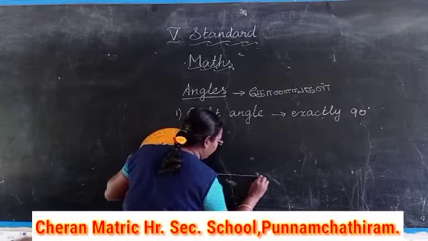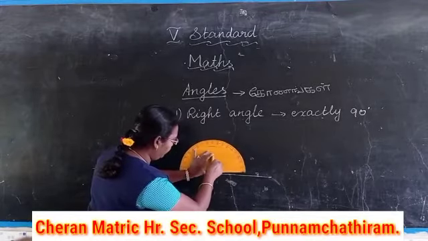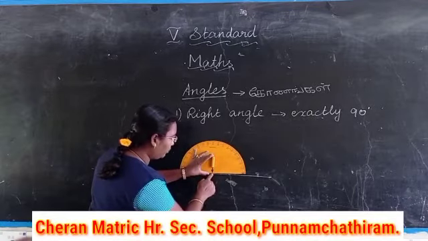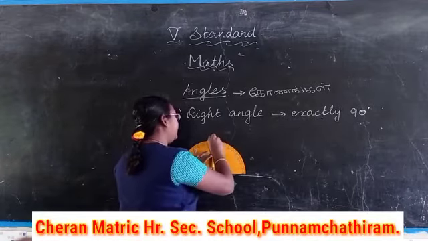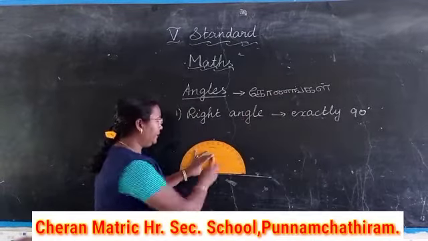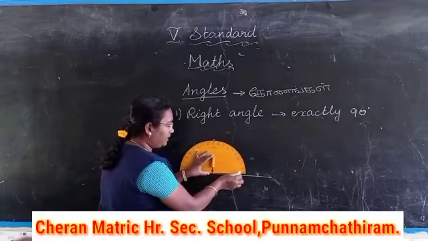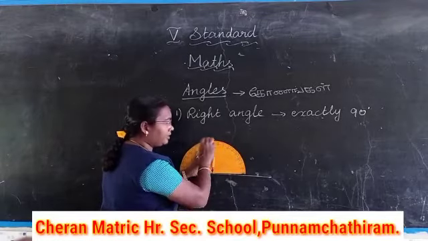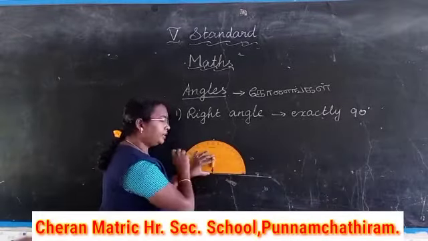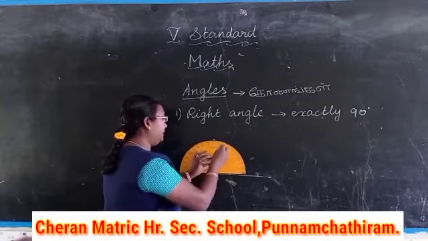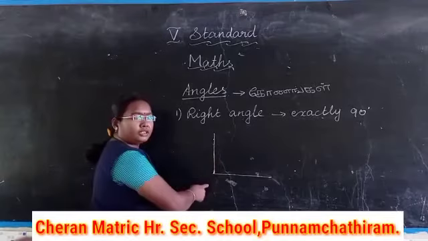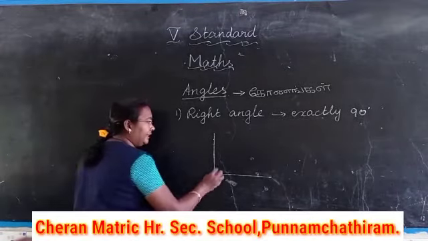First, draw one line segment and keep the protractor on it. You must not see the outer value. You should only see the inner values. Mark at 90. Then join it. It looks like an L shape. This is the right angle.